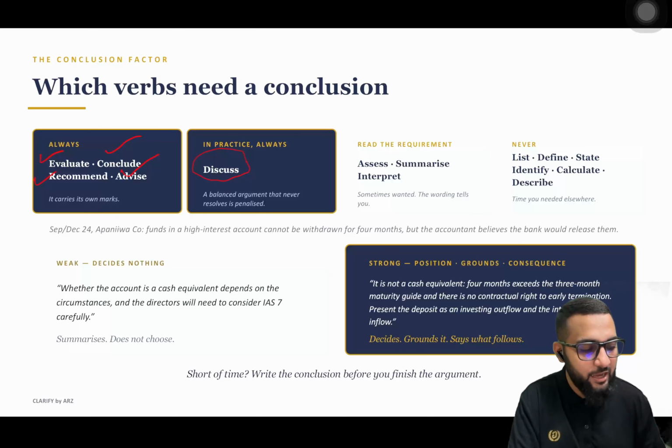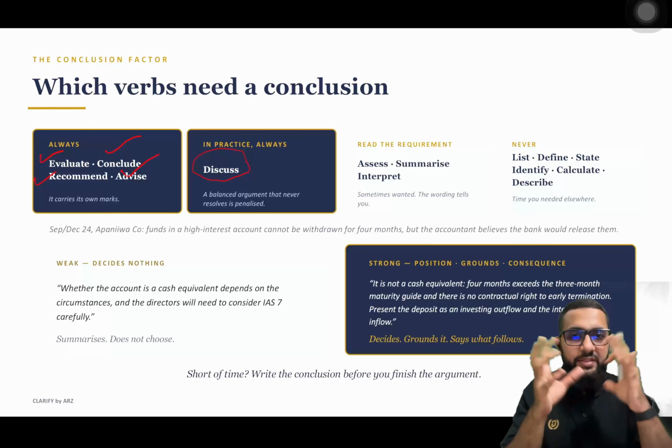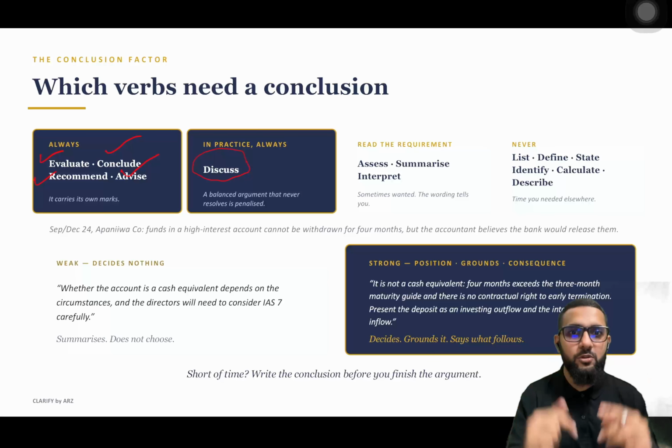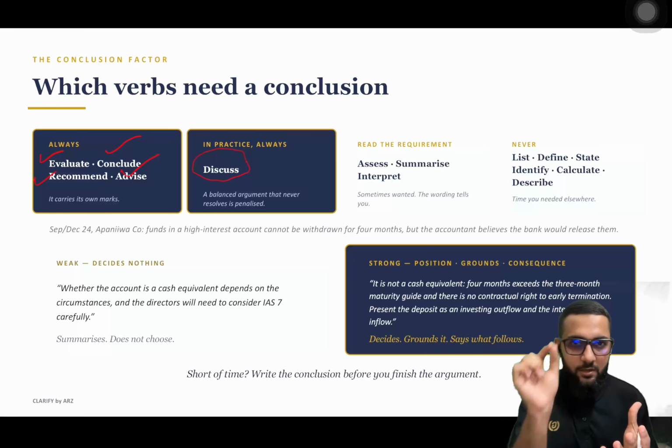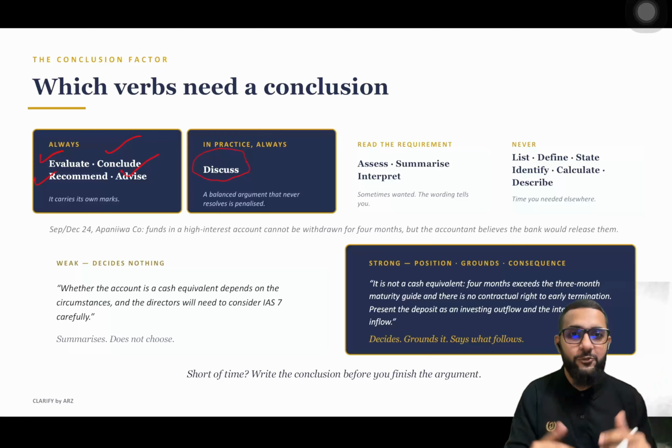Okay. A balanced argument that never resolves is not going to get you marks. So evaluate, conclude, recommend, advise, discuss. When these verbs appear, conclusion should come into your mind. You have to conclude, right? When you're drafting an answer, when you're planning an answer itself, quickly put a conclusion part, underline it, so that you don't forget to conclude.